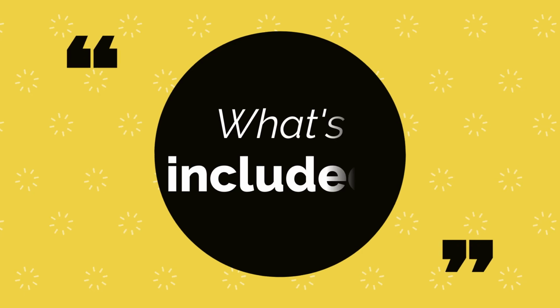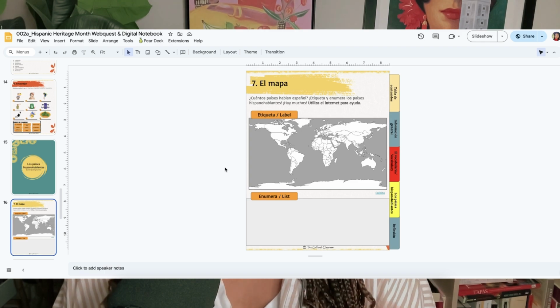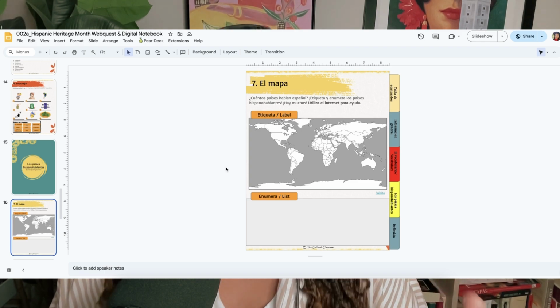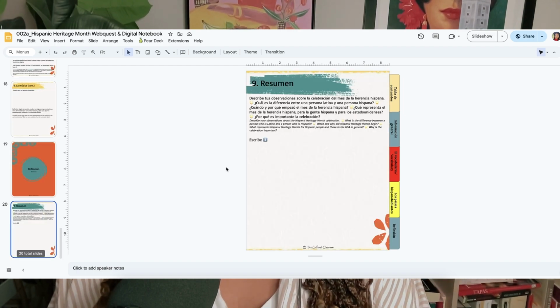What's included? Well, this is a 20-page bilingual and editable interactive cultural WebQuest. Like I said, everything is clickable and it's totally editable. All the pages have the English and the Spanish translations. There's a couple of pages that just have the Spanish, but they're like one-liner pages, so it's not a big deal, I don't think. But if it is a big deal, just email me, let me know, and I'll supply that translation for you.